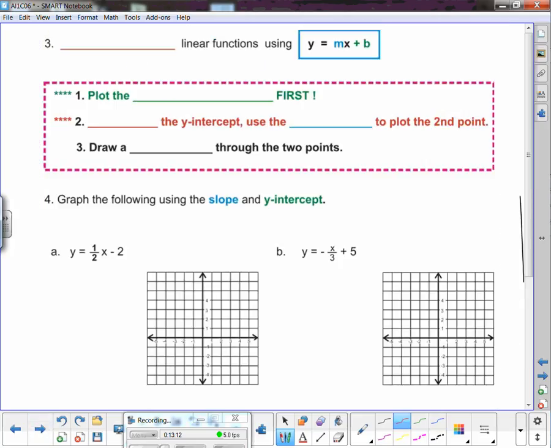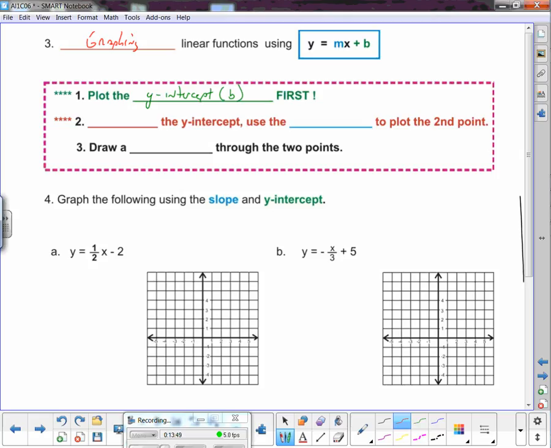All right, so number 3, graphing linear functions using y equals mx plus b. It's real simple. Plot the y-intercept first, and again, I'm going to put parentheses around the b first. Okay. That's not hard to remember, but it's important.